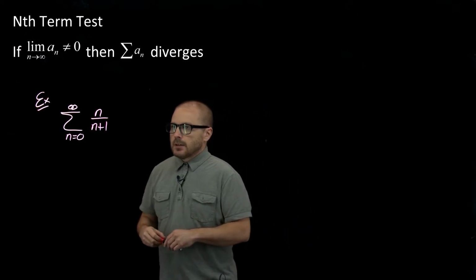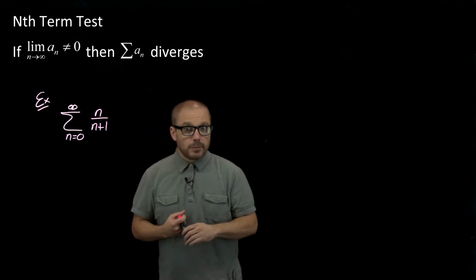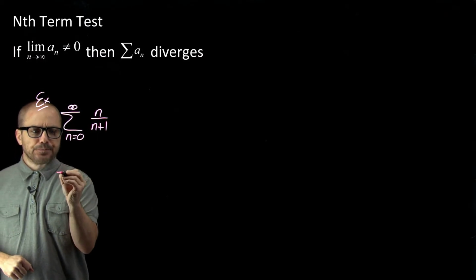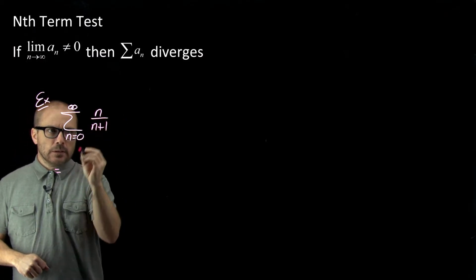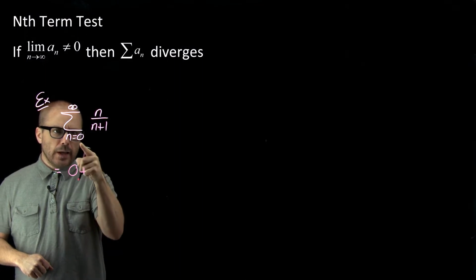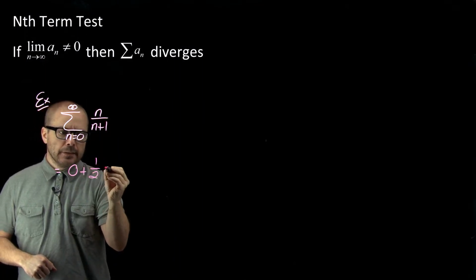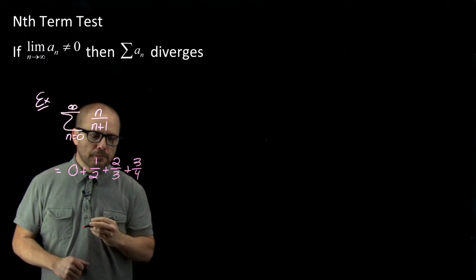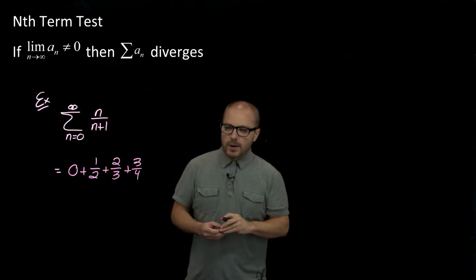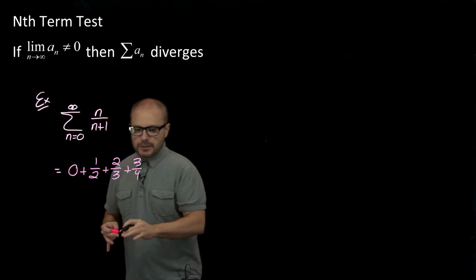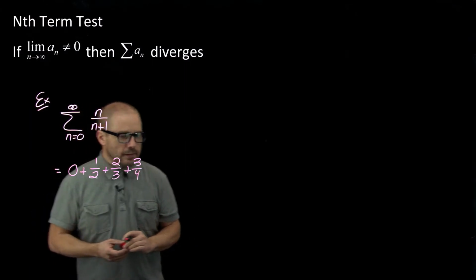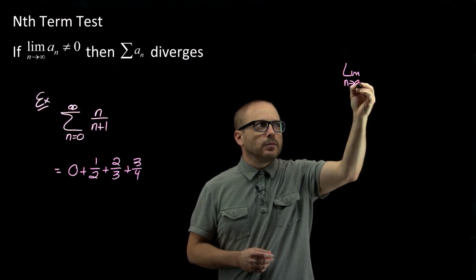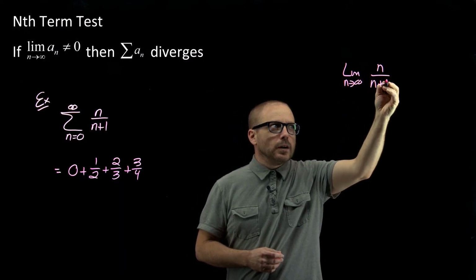Here's an example. The sum from n equals 0 to infinity of n over n plus 1. Let's just write out a few terms first of all, just to think about this. When n is 0, well, it's 0. And then when n is 1, you're at a half, then 2/3, then 3/4. Now, we know from limits, separately, let's look at the limit as n goes to infinity of n over n plus 1.